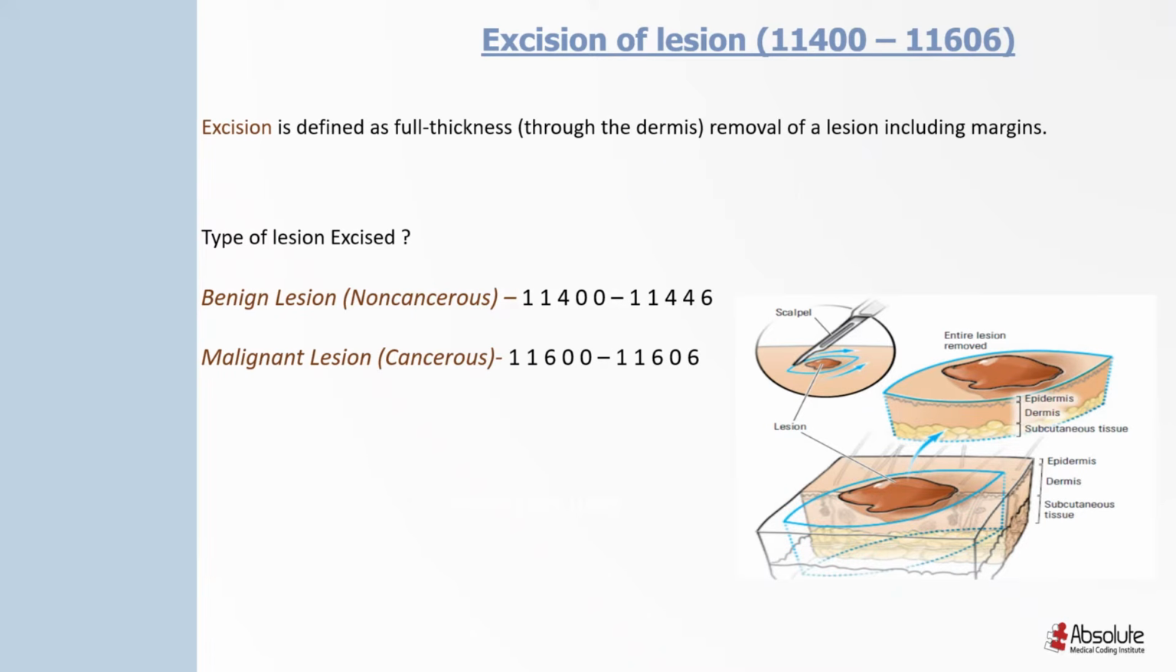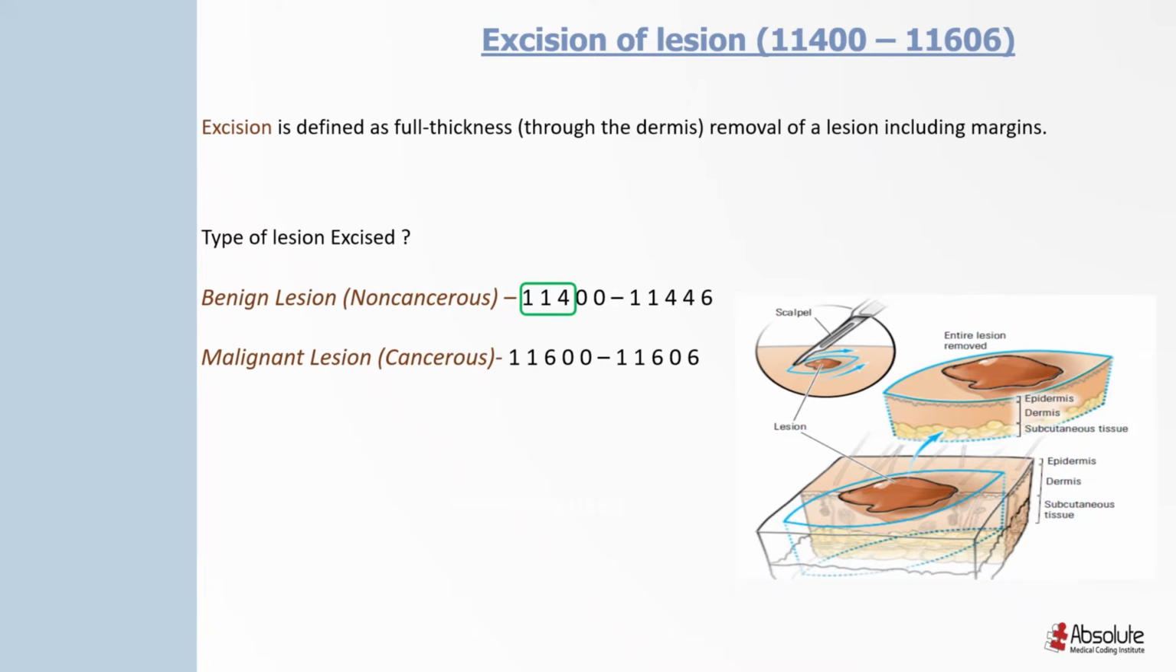So benign lesions are non-cancerous lesions, and the excision procedure codes range from 11400 through 11446, while malignant lesions are cancerous lesions and their code series ranges from 11600 through 11606.